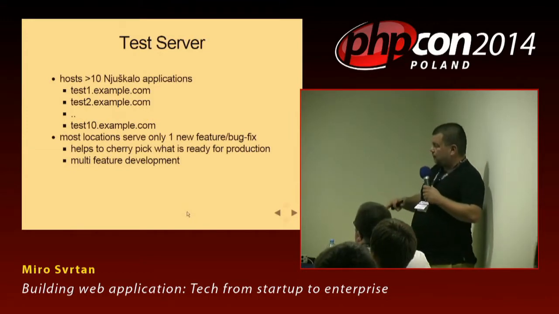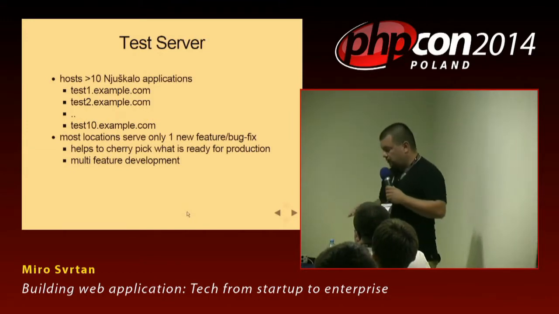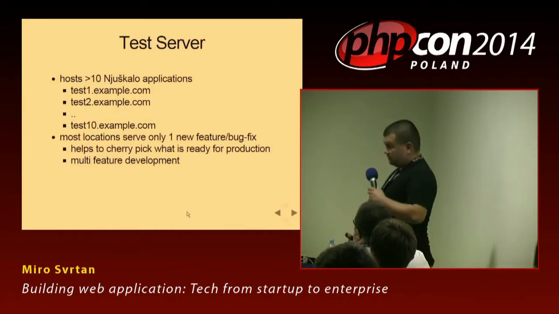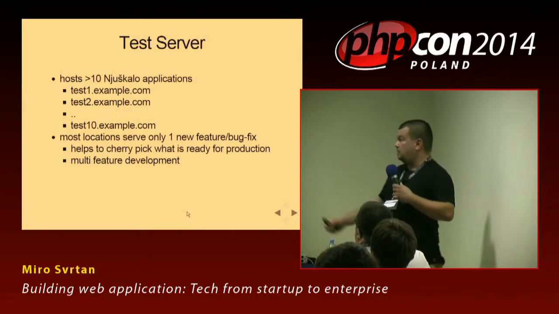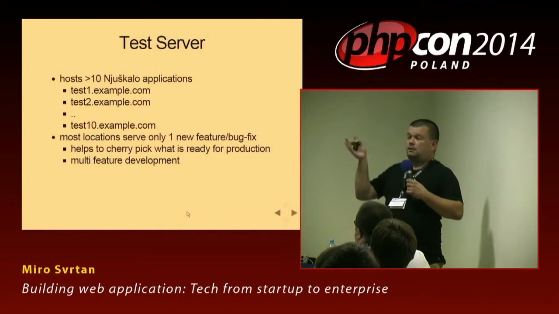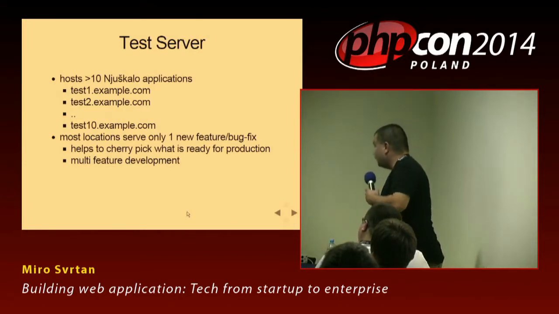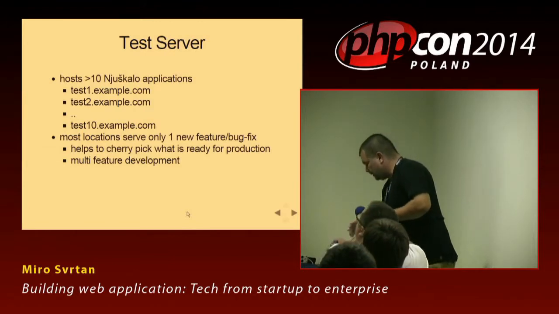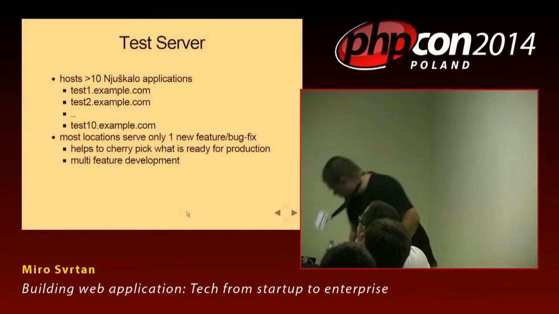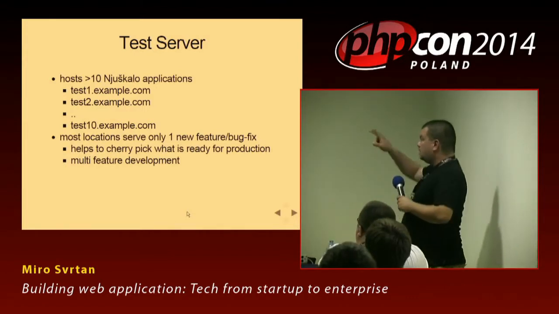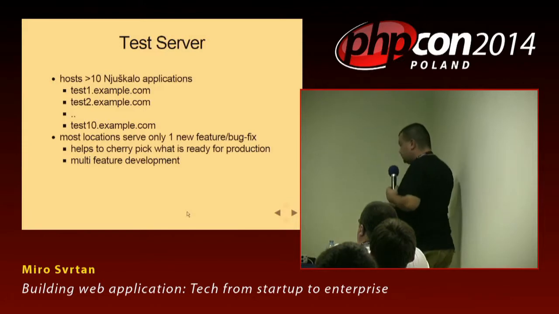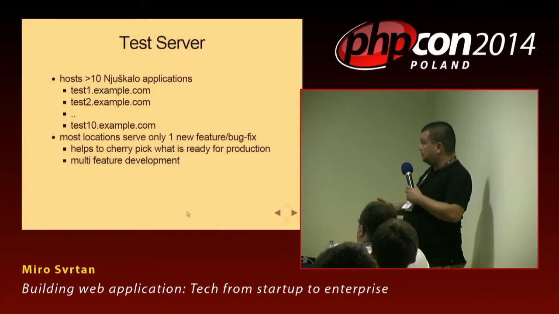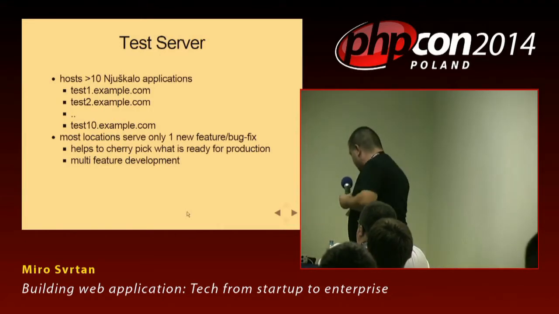At some point in time, we were trying to give them names, the name of the feature we were building. But it took like half an hour to build each time, so we just went from 1 to 10. This helps us to cherry pick what is ready for production, because on each branch there's only one small feature, maybe a bug fix, and it enables multi-feature development.